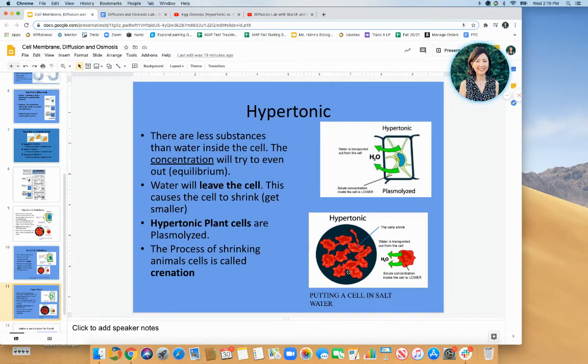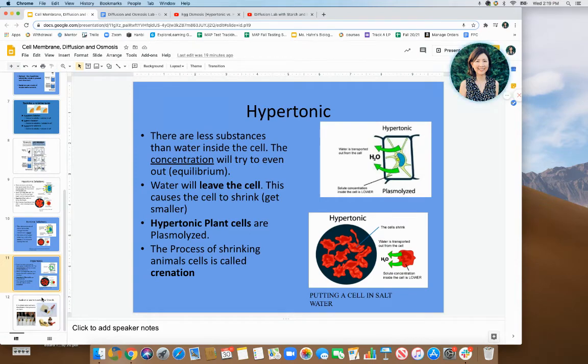So this is a cell in salt water. If you put it in salt water, then there's lots of salt here and there's not a lot of salt here. The salt can't move, so the water is going to move. The water is going to go from high concentration of water to less concentration of water. And that's what happens when you put salad dressing on your vegetables too, where all the water starts moving out, and if you leave it long enough, everything gets wilty. Okay, so that is what you need to know for the lab ahead of time.